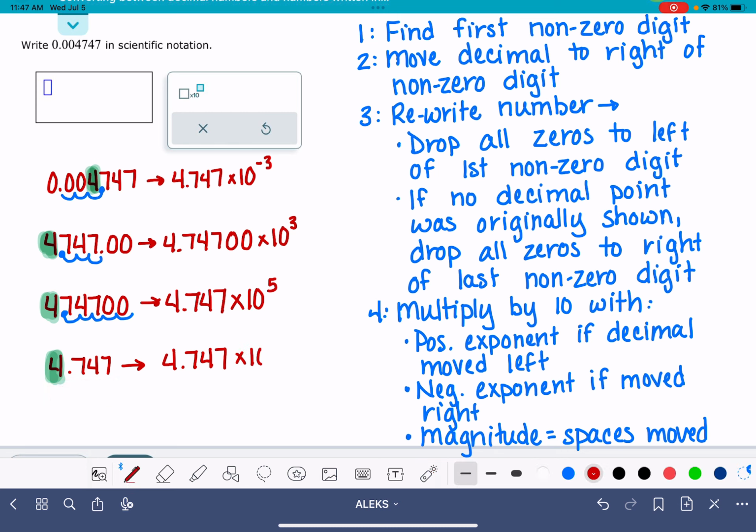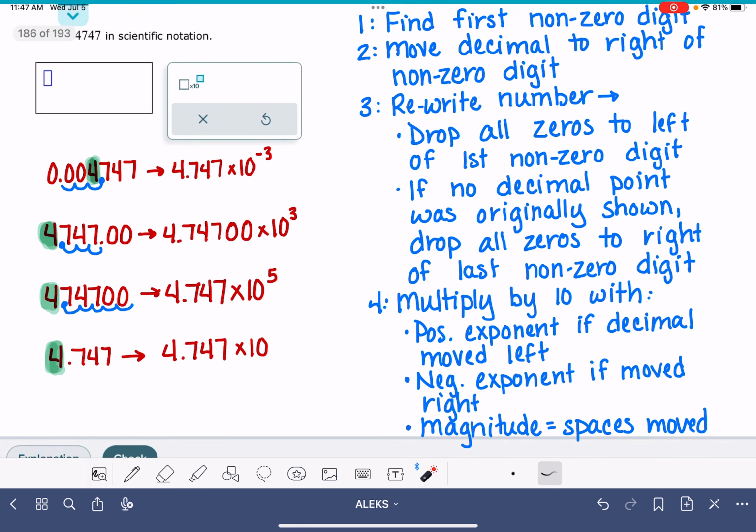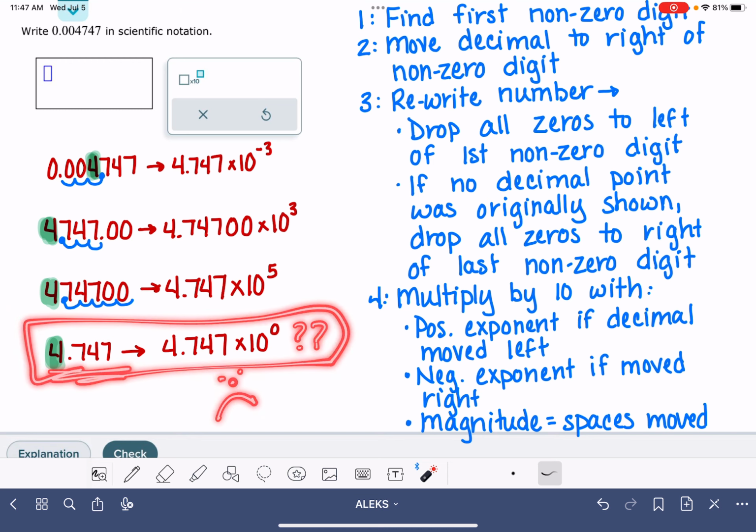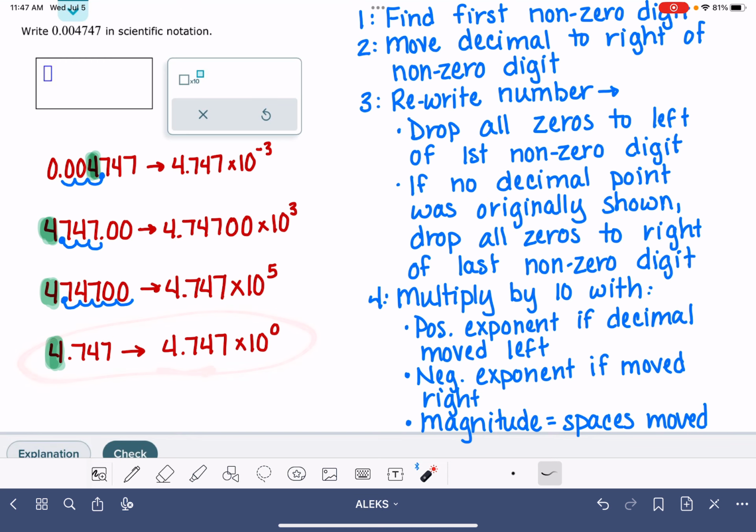Multiply by a power of 10. Positive exponent if the decimal moved to the left, negative if it moved to the right. We didn't move it in either direction. The magnitude of my exponent is the number of spaces moved. I moved 0 spaces, which is my exponent. This is kind of a trick, and I do see this on ALEKS, so I just wanted to show you an example of what to do if ALEKS gives you one like this.